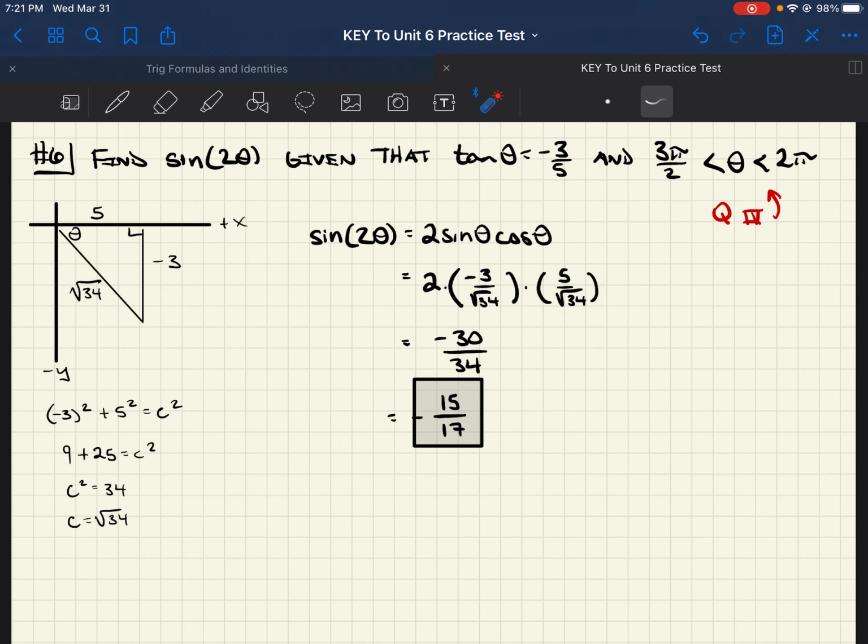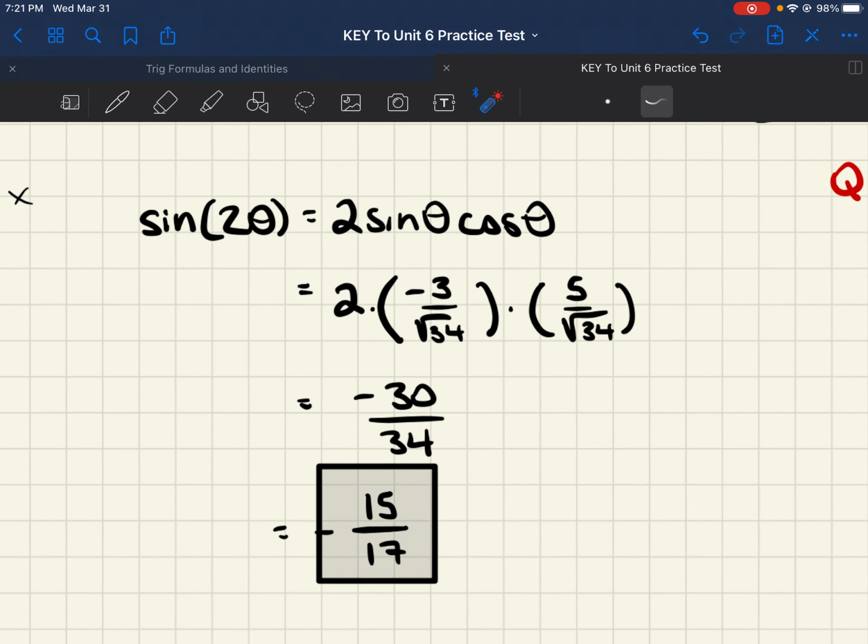Now, I know that we say a lot, you don't want square roots in denominators, but if you look at this problem, if you look ahead a step, you can tell that when we multiply these denominators, square root of 34 times square root of 34, they're going to turn into 34 here. So that's why I left the square root in the denominator.